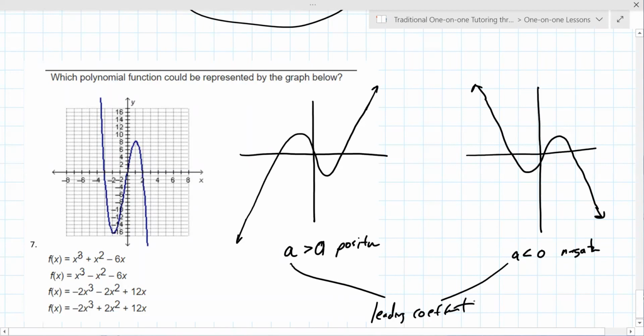So is it an x cubed or is it a minus 2x cubed? Basically I'm asking, can we exclude a and b, or can we exclude c and d now that you know? Which one does it look like?